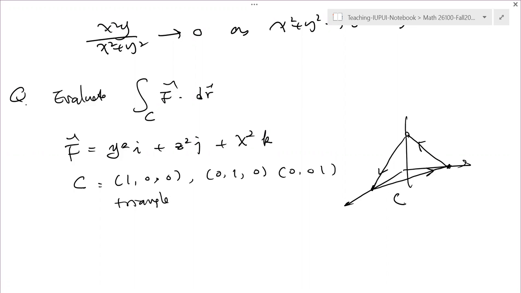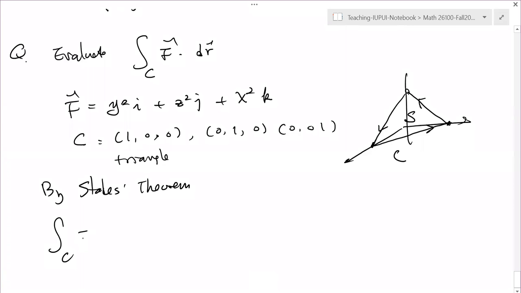So by Stokes' theorem, this is a surface integral. But how do I know I can use Stokes' theorem? As long as the curve is closed, it encloses a surface, and then you should think about maybe using Stokes' theorem.